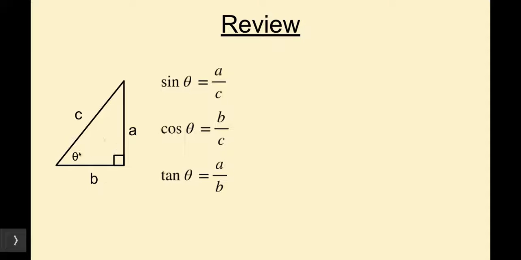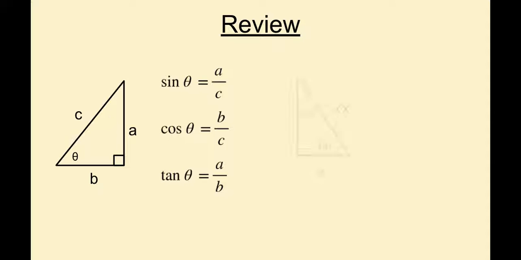So we have a right triangle, we have an angle. Sine is defined as opposite over hypotenuse. Cosine is adjacent over hypotenuse, right? So B over C. And tan is opposite over adjacent. So remember, sine of an angle equals the ratio of two sides of a right triangle.